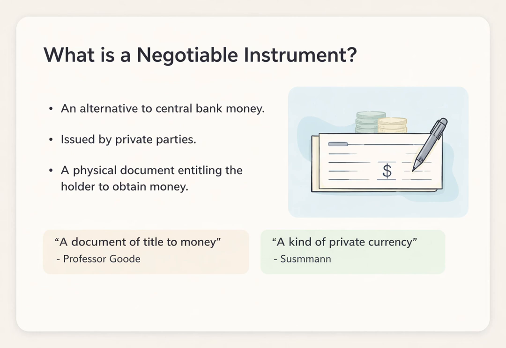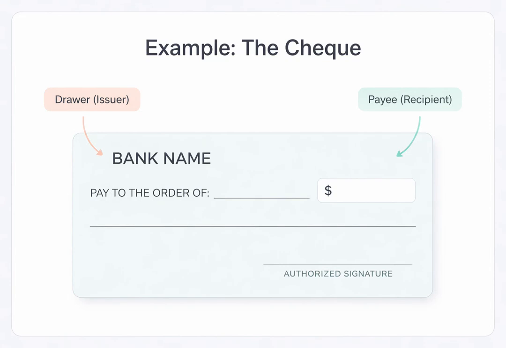Legal scholar Sussman called it a kind of private currency, and Professor Good described it perfectly as a document of title to money. Let us look at a common example, the check. Even though a check itself is not cash, presenting it to a bank entitles you to obtain money. The person who issues it, known as the drawer, specifies the exact amount and the specific person to be paid, known as the payee, and then signs the document to make it valid.